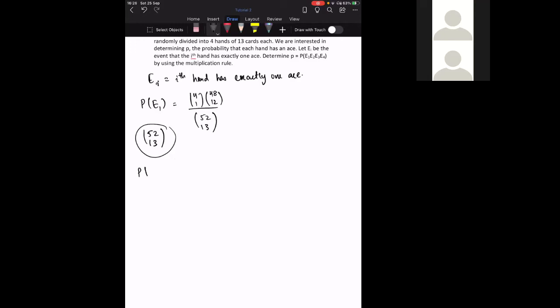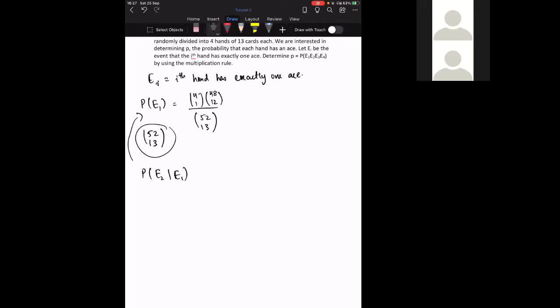If we try to find the probability of E2, that our second hand has an ace, I can't just do it on its own. I know I've already picked the first hand of 13 cards out of the 52 cards. So this event is dependent on this event. So instead of just finding the probability of E2, I'm going to want to find the probability of E2 given E1.